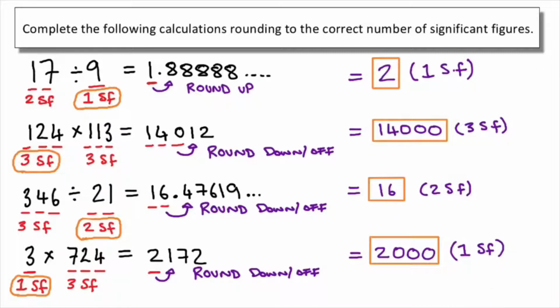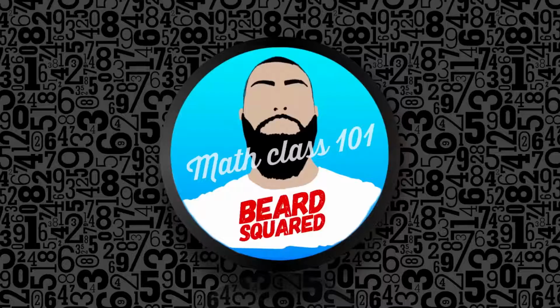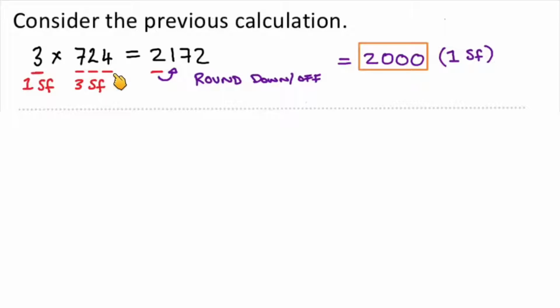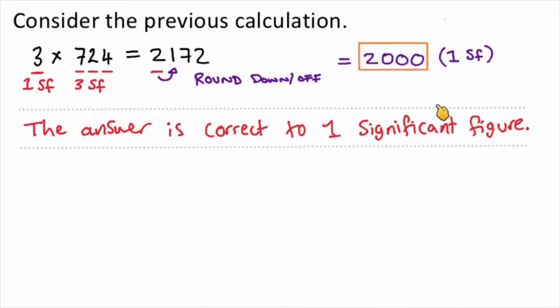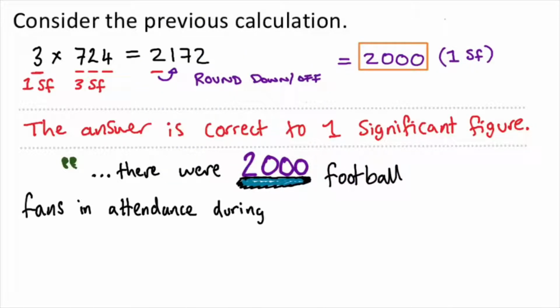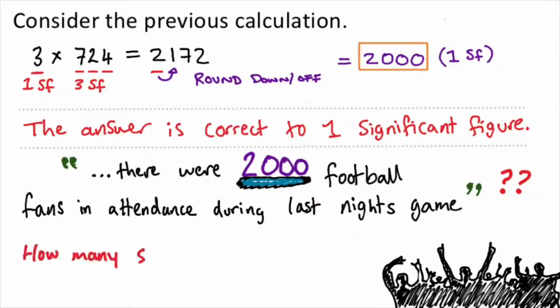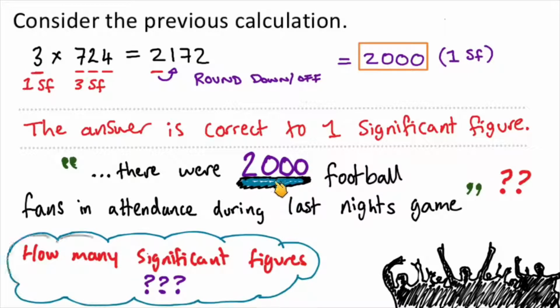Now let's move on to another question. Consider in the previous calculation where we had 3 multiplied by 724, which gave us an answer of 2,172. Since we're rounding to one significant figure, the answer is correct to one significant figure as 2,000. Now imagine you heard on the radio station that there were 2,000 football fans in attendance during last night's game. The question is, how many significant figures are there when they refer to 2,000?